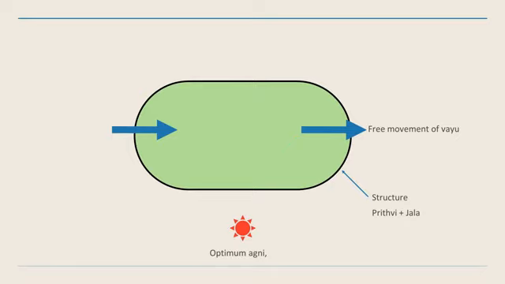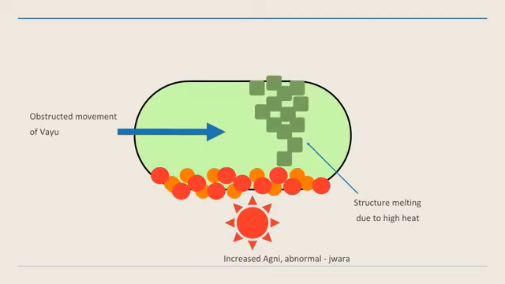if you consider one single channel, the structure is made up of Prithvi and Jala, and with the optimum Agni, this Prithvi and Jala is maintained, and there will be a free movement of Vayu. Due to any reason, when Agni is increased, when Agni becomes abnormal like in Jwara, it causes heat in and around the Srotas and starts melting the structure. That is, Prithvi and Jala start melting just like ice cream. Now because of this melting structure, there will be an obstruction of Vayu, and that will be the starting point of any disease. So always remember that this actually happens in Vasant Ritu.